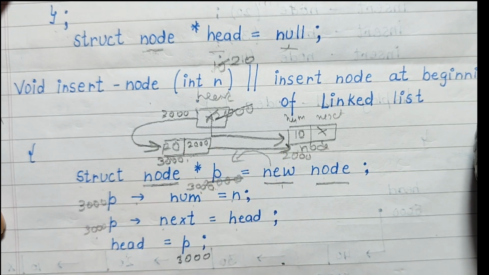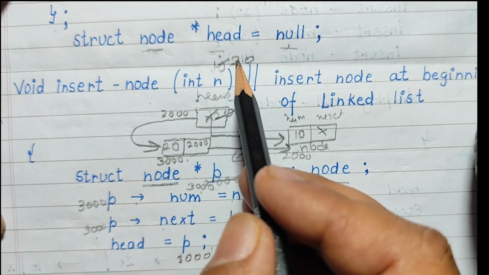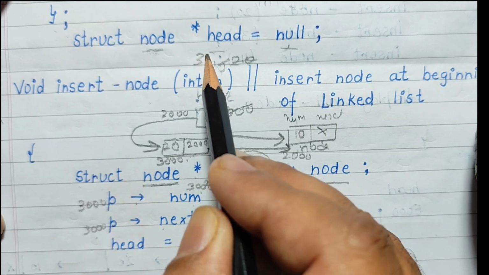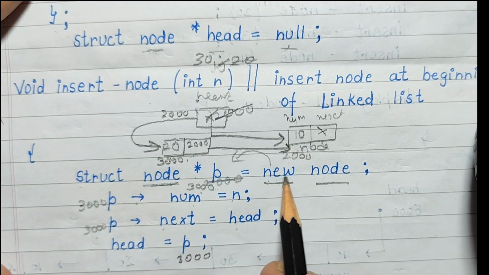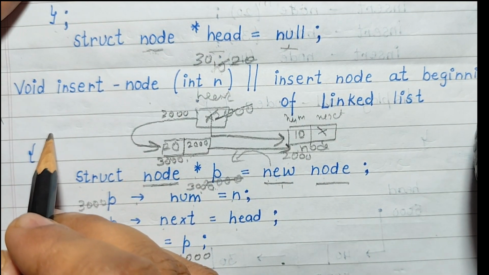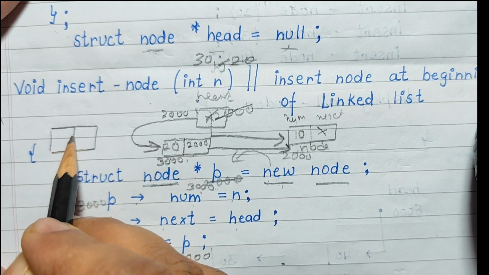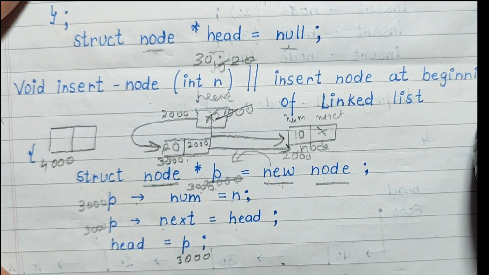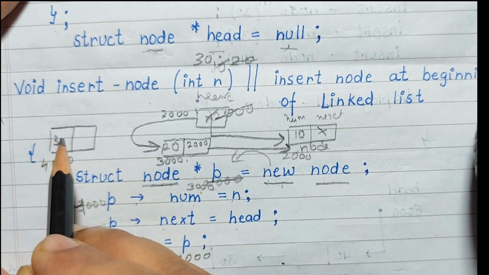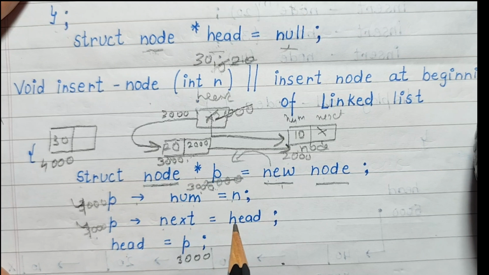And if you again call this function and pass the value 30 here, how will it work? Again the new operator will allocate memory to the node. Suppose in the p pointer the address 4000 is returned. Now 4000 of num, p of num, is equal to n, which means the value 30 goes here. Now 4000 of next is equal to head.